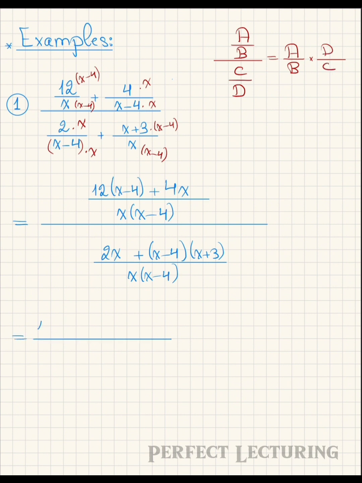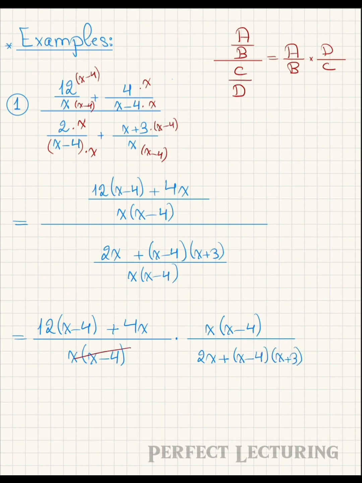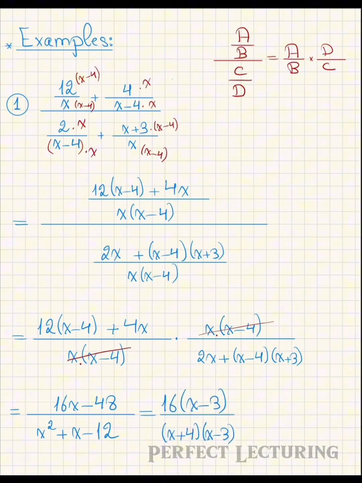So this becomes 12 into x minus 4 plus 4x over x into x minus 4 multiplied by the reciprocal of the other fraction, so that is x into x minus 4 over 2x plus x minus 4 into x plus 3. We can cancel these two factors with these two factors. So now I have to simplify the remaining parts and I obtain this fraction. Now, can I stop here? No, because we can still factor up and down, and this becomes like that. And the final answer is 16 over x plus 4.